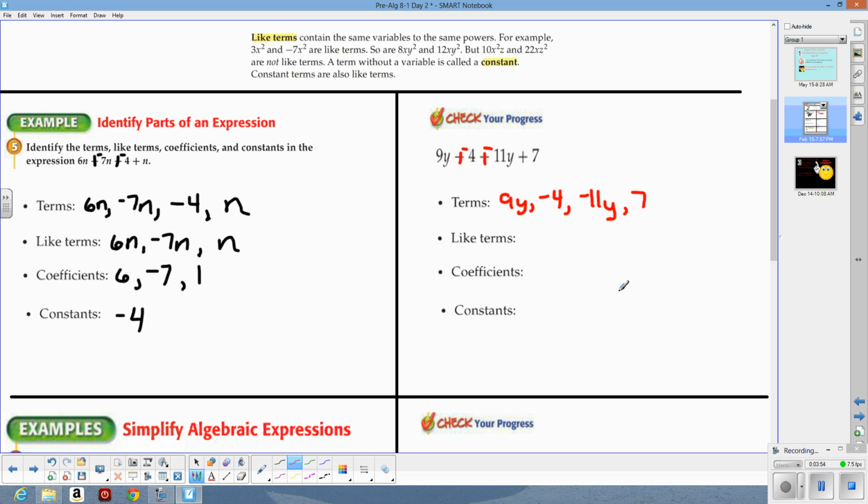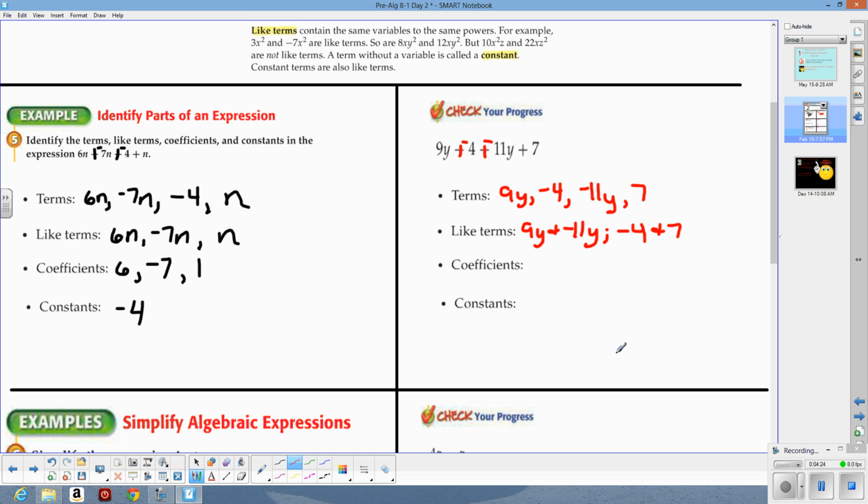The like terms are the terms that have the exact same variable part, or the constants. So the like terms are 9y and negative 11y. Those are like terms. And then also negative 4 and 7 are like terms. Constants are like terms because they don't have a variable part, so they're the same as well.